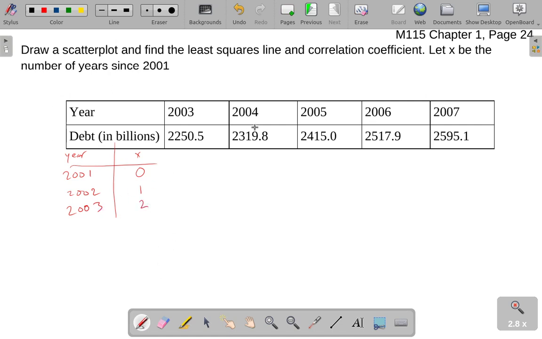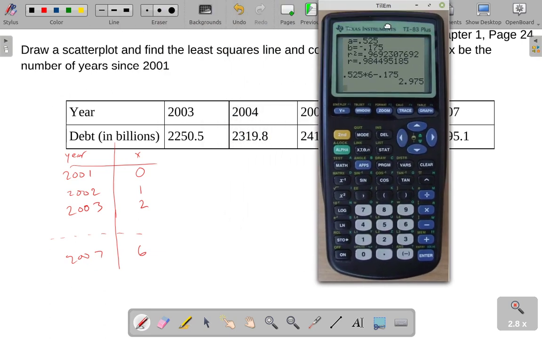The quick way to get this, if you're looking at, let's say, 2007, is that you can get these values, the 0, 1, 2, by subtracting 2001 from it. If you're talking about the number of years since 2001, you can just do subtraction. So 2007, subtract 2001 from that. This is 6 years since 2001. So that's something to keep in mind when you have one of these questions about a certain number of years since 2001.